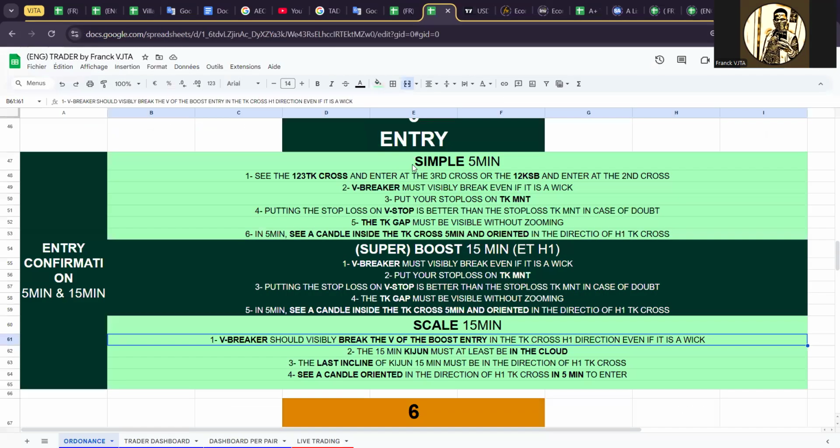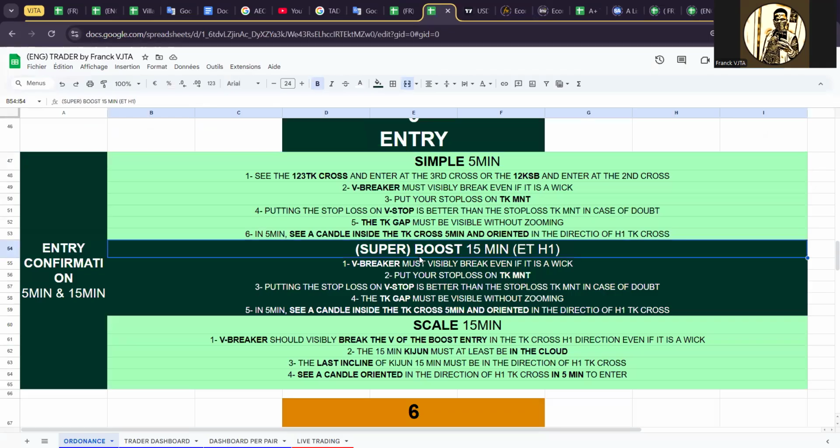So those are the entries I showed you. By the way, I called it 3 entries. Anyway, those are the 4 entries.